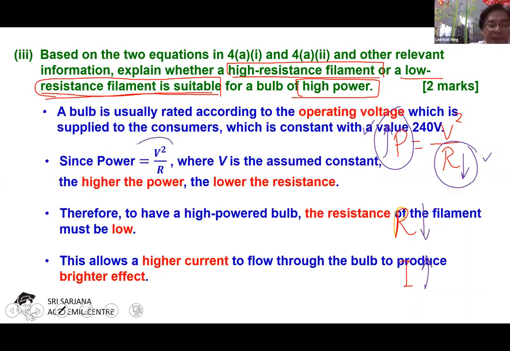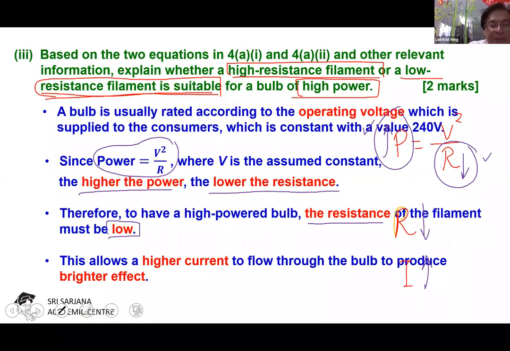Look at the formula here. Power equals V squared over R. The higher the power, the lower the resistance. Clear? So the resistance must be low. Resistance low, understood, it will allow bigger current to flow through the bulb. To allow bigger or higher current to flow through the bulb to produce a brighter effect.